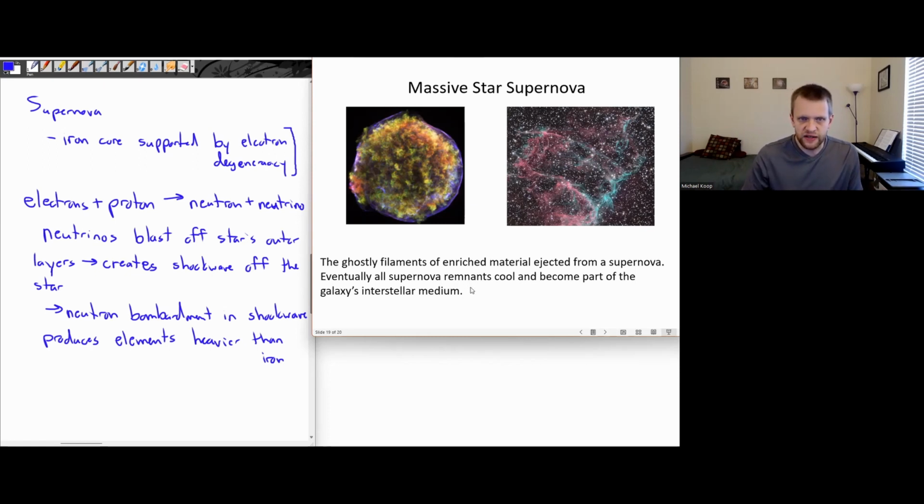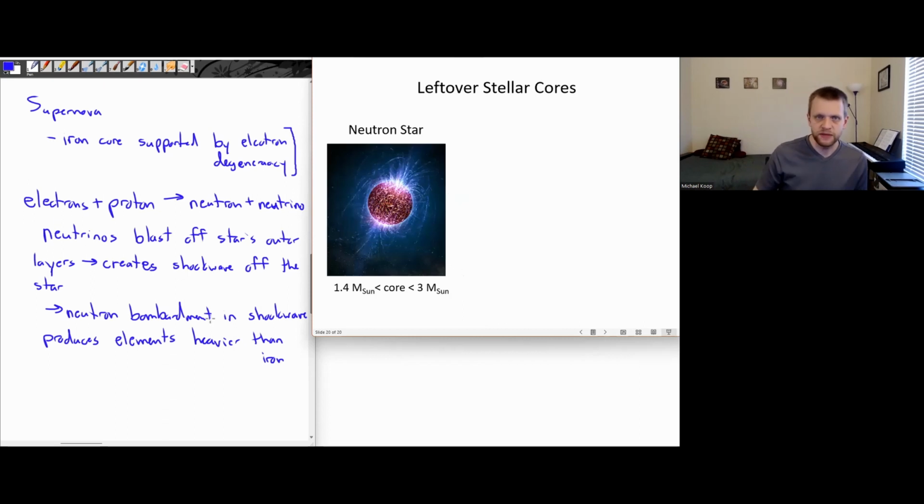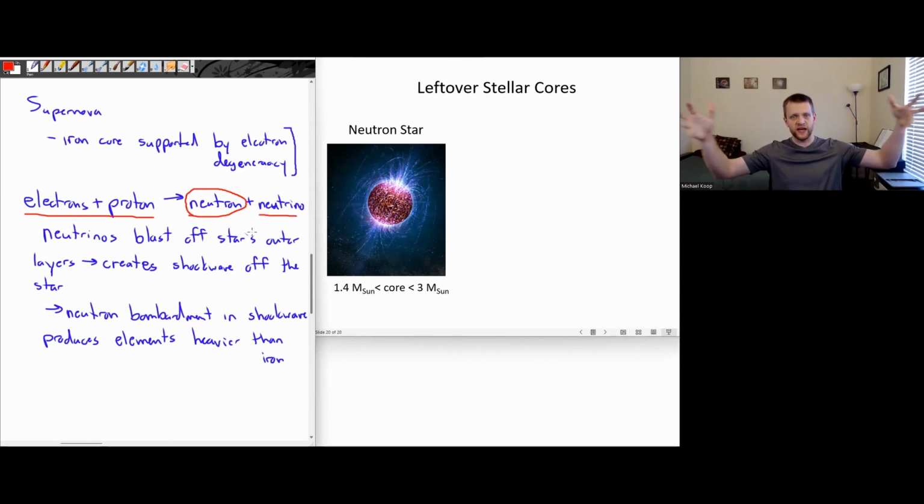What's going to be left behind by these supernova events? Well, it depends on the mass of the core that was left behind. If the mass of the core is between around 1.4 solar masses and 3 solar masses, you're going to get this neutron star. Basically, when those electrons and protons fuse together, they make neutrons and neutrinos. The neutrinos fly away, blasting away those outer layers of the star. The neutrons are left behind, and if the remaining core isn't more than 3 times the mass of the sun, you just have this giant ball of neutrons left over.